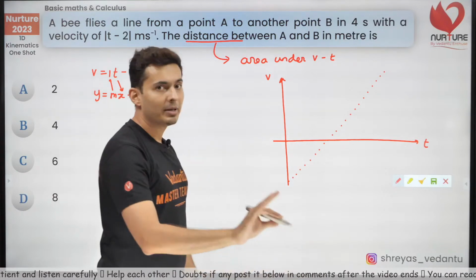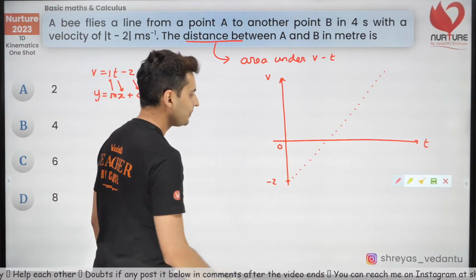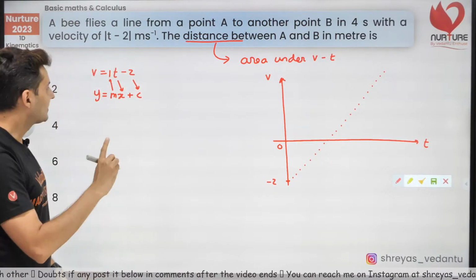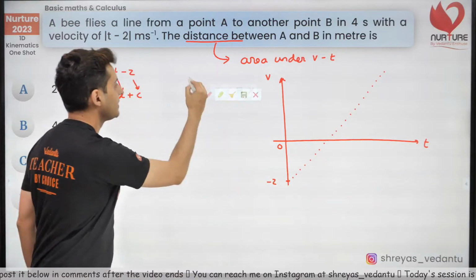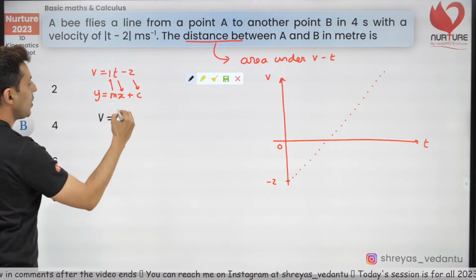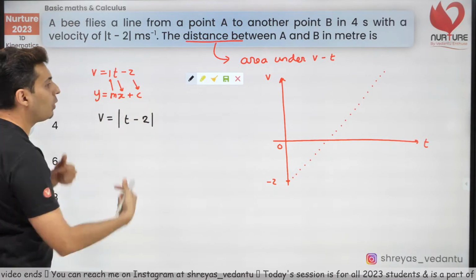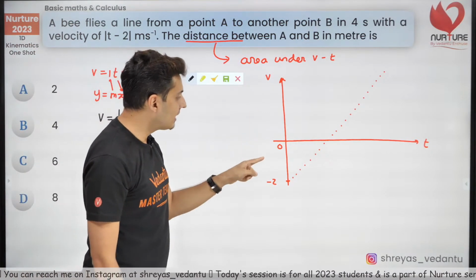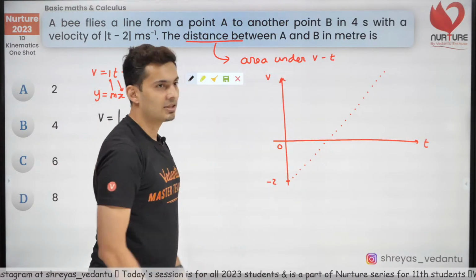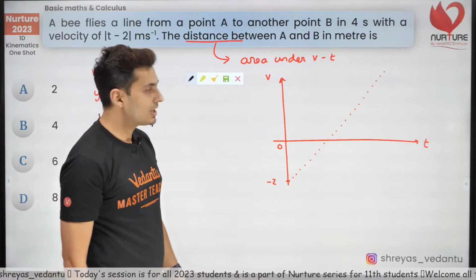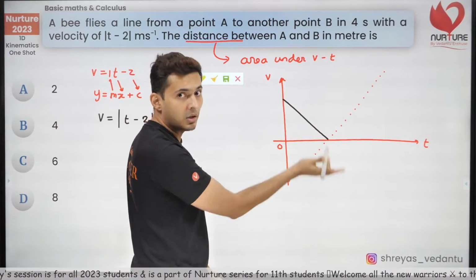Think about it. Everybody agrees with this? This point would have been minus 2. This is 0. Now, what is this? This is modulus. The question says V is modulus of t minus 2. That means velocity always has to be positive. Where is velocity negative? It's here in this region. So just take the mirror image. When you take the mirror image, it becomes modulus. Whatever is there below, shift it on the top.